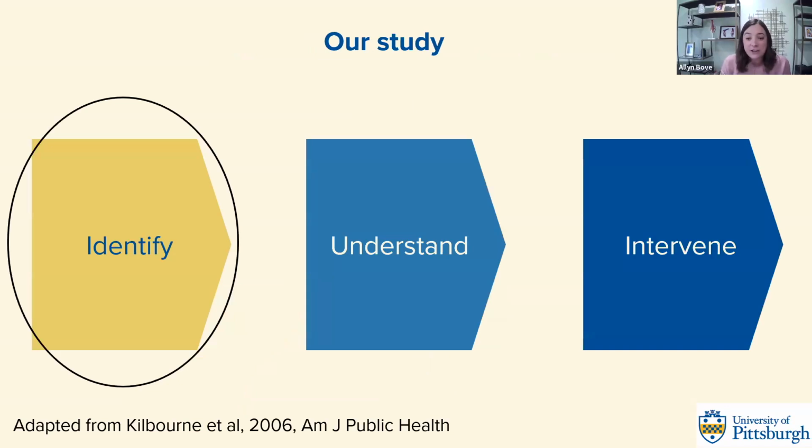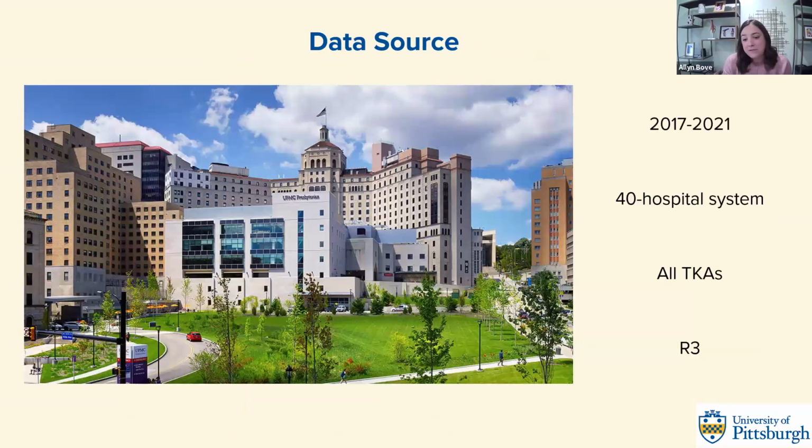Using the model that I shared earlier from Kilborn and colleagues, this study would be described as a phase 1 health equity study. So for this project, we obtained 5 years of electronic health record data from the University of Pittsburgh Medical Center, which is a 40 hospital system in Pennsylvania, Western New York, and Western Maryland.